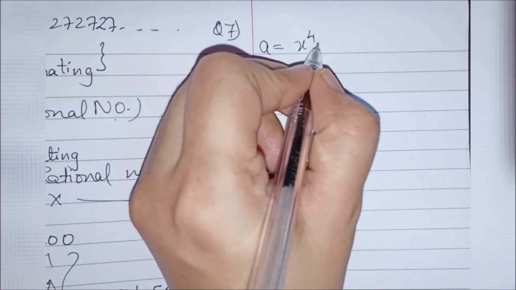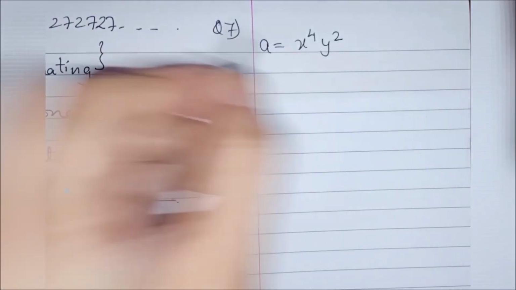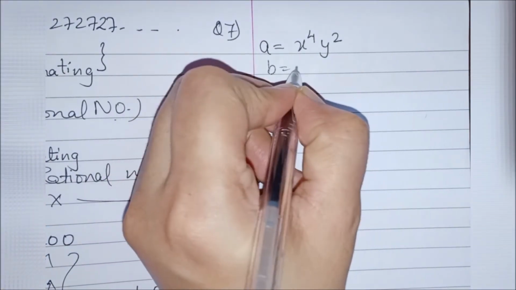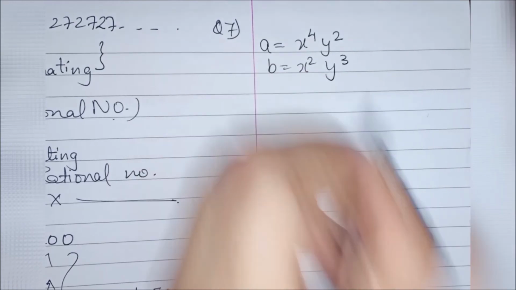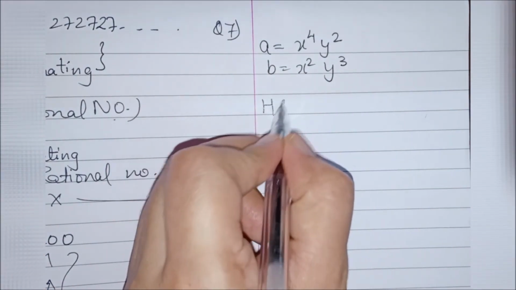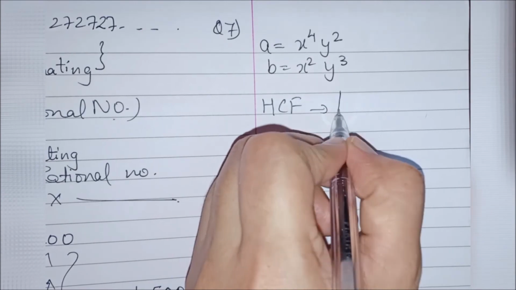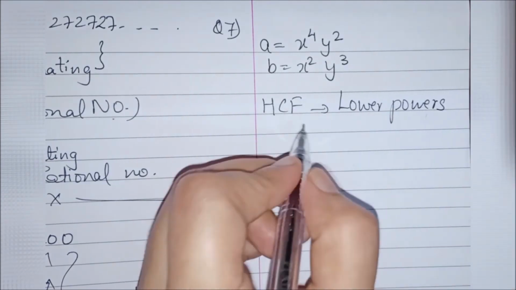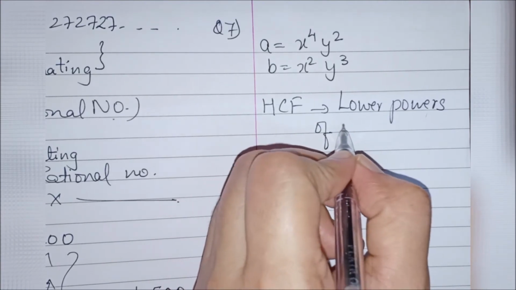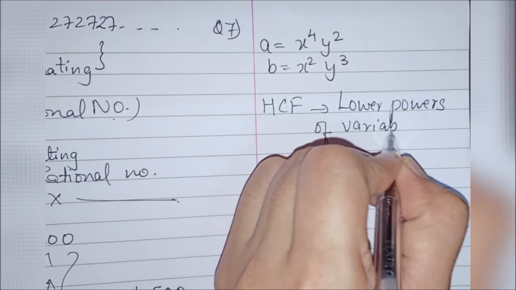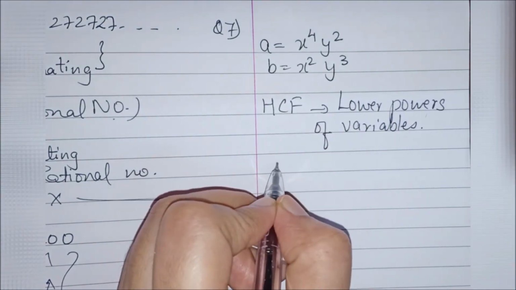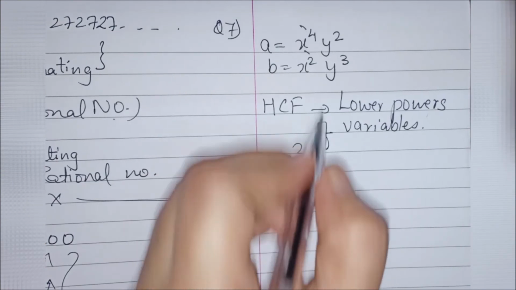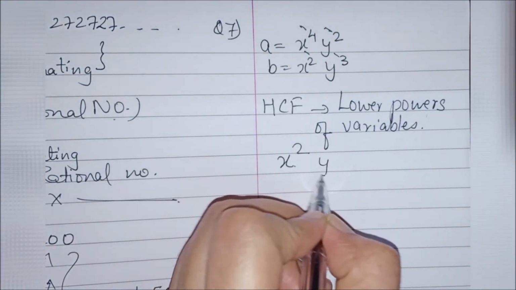In this question, the value of a is x raised to 4 y square and the value of b is x square y cube. Now to find the HCF, we know the property that HCF is the lowest power of all the common factors. So here the common factors are powers of x and y. Now let's see what is the lowest power of x. Power is 2. Lowest power of y is also 2. So we can say the HCF is x square into y square.